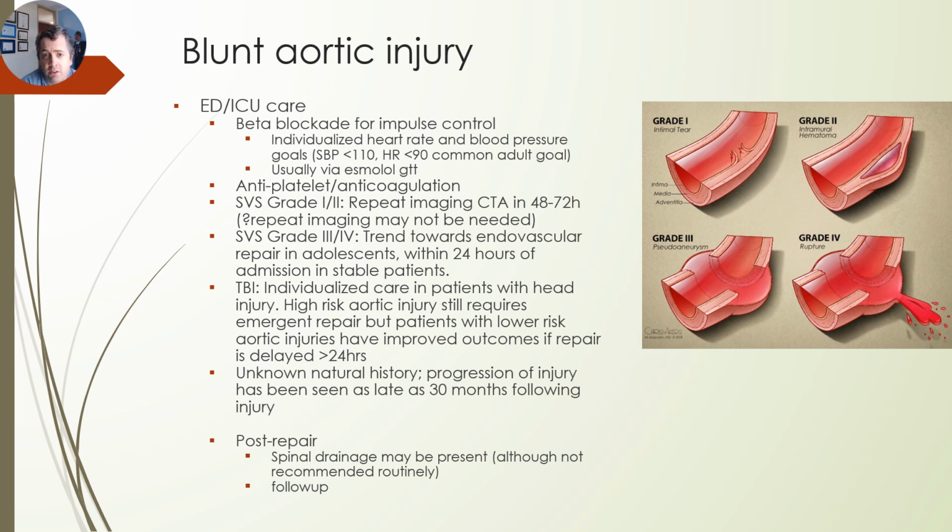Lower risk aortic injuries have improved overall outcomes if repair is delayed to beyond 24 hours, but high risk aortic injuries still do need emergent repair. There's an unknown natural history of these, and progression has been seen fairly far out, more than 2 years following the injury. And so it's not really clear how long to follow these and at what point to consider intervention. For example, even if the repeat CT scan at 72 hours showed stable pathology.